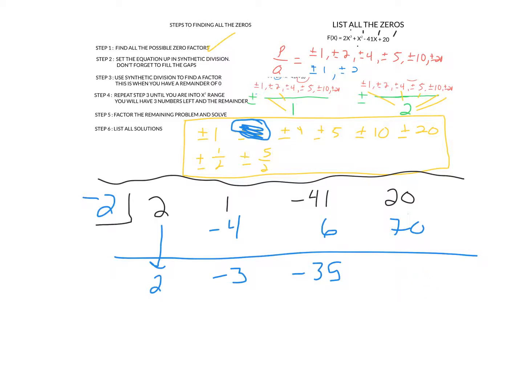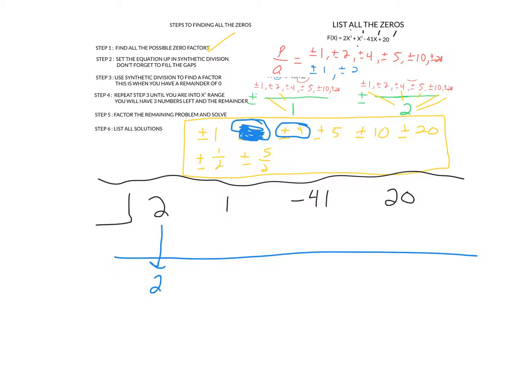So again, you're going to have to erase all this. And then we pick another number. Hey, I'll have to go to the next eraser. There we go. Okay. So now we have to go to something else. So we can't use 2. 2 is not a factor. Okay, so now we're going to pick a different number. Let's do positive 4.